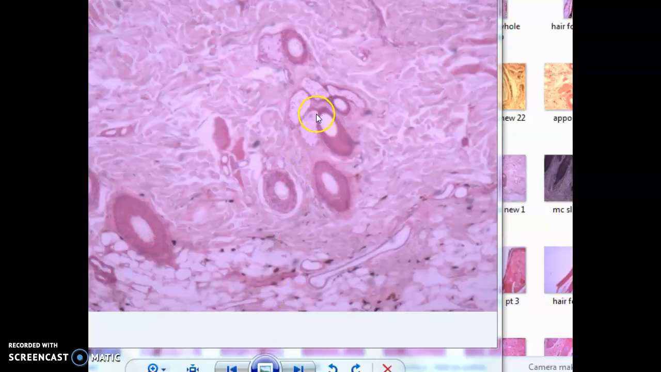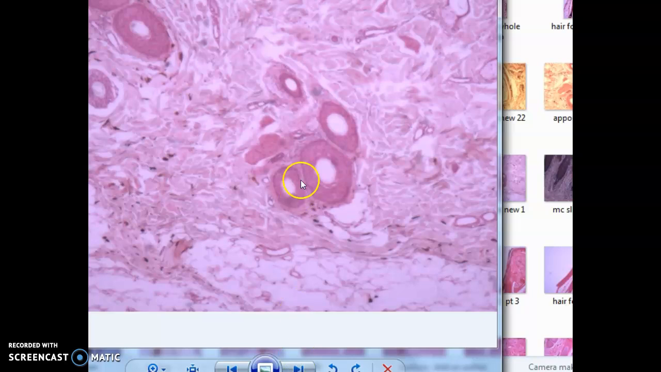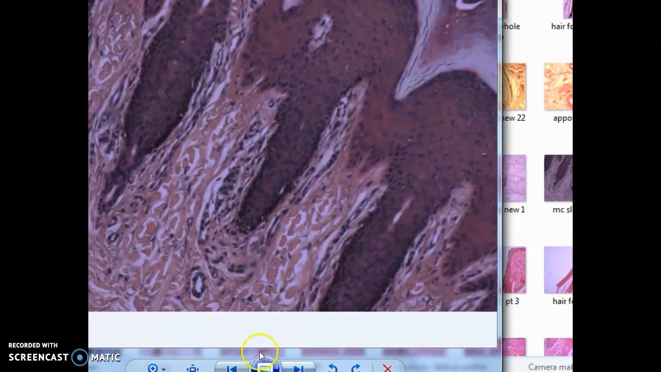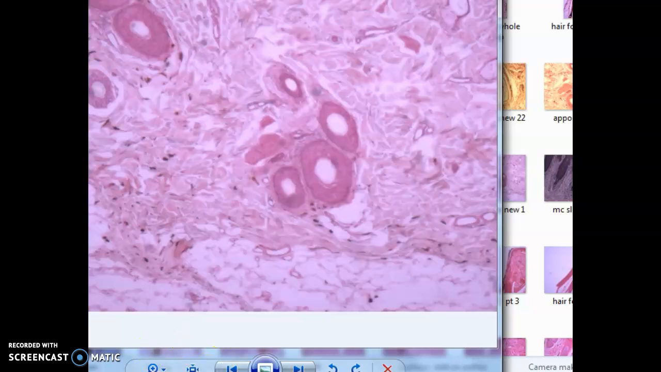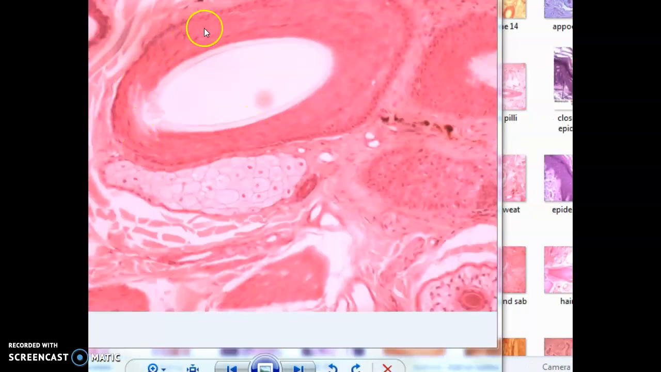So this is an apocrine sweat gland. See how it has a larger lumen to it? And here's another one, larger lumen. So apocrine sweat glands have humongous lumens. And they are only in the axillary region. And here's one more. There's the close-up of the apocrine sweat gland. So, that is our second model. Thank you very much. Have a good day.